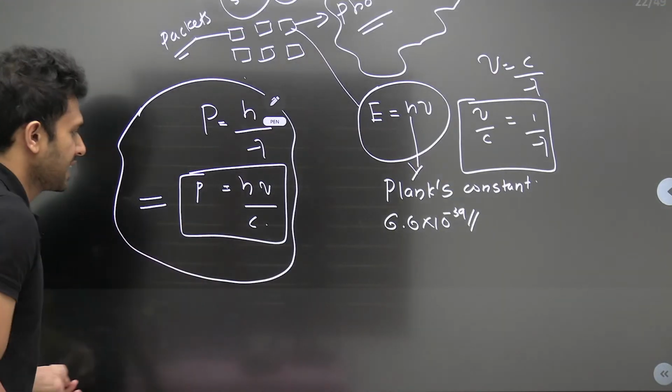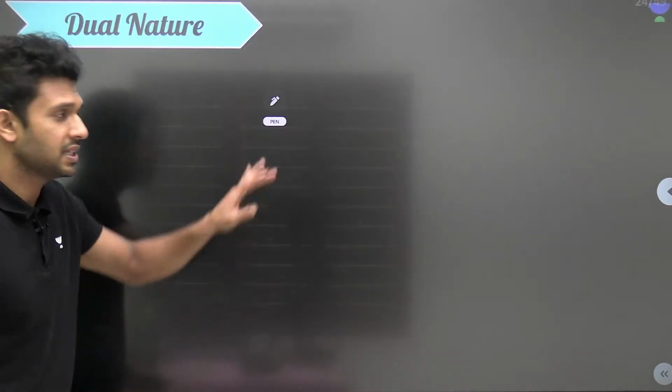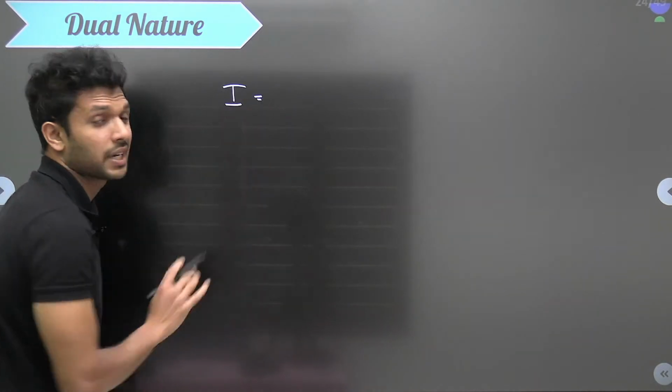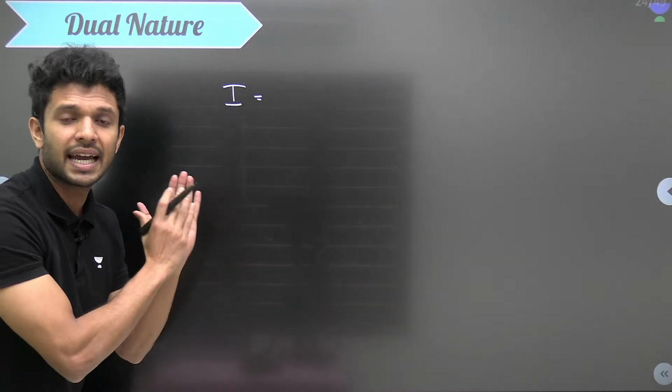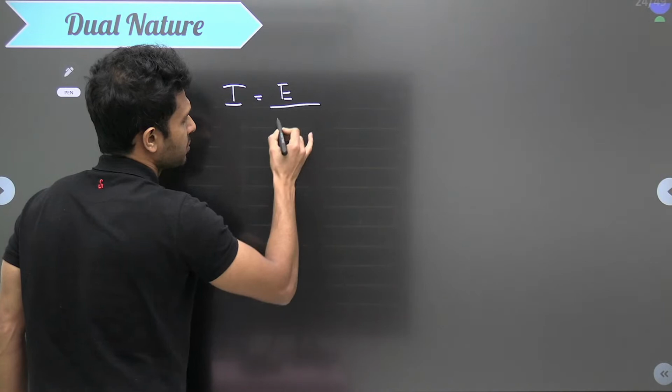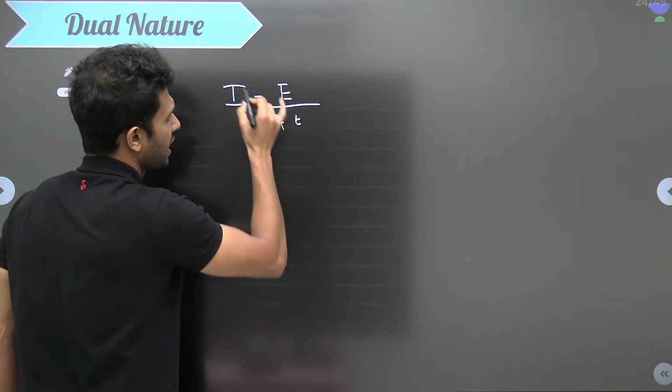What is being explained? We'll take a new page. Tell me, what is the formula for intensity of light? It is the energy that is being received per unit area per unit time.